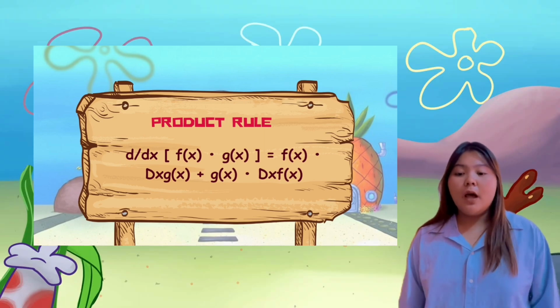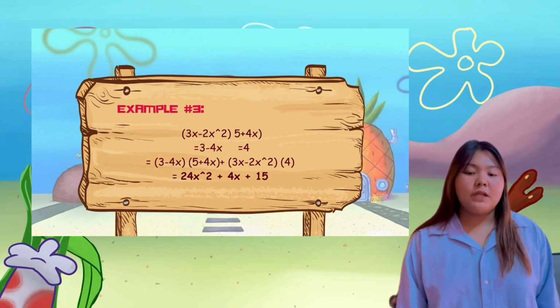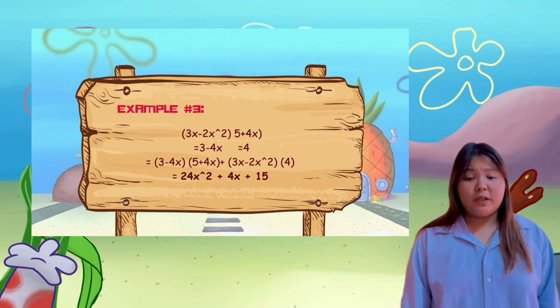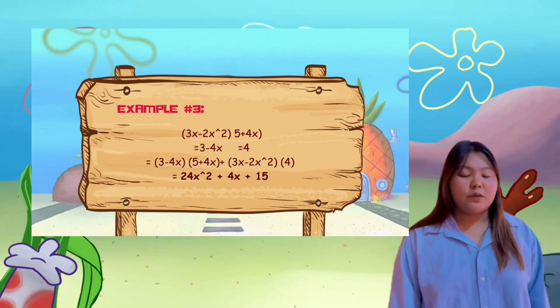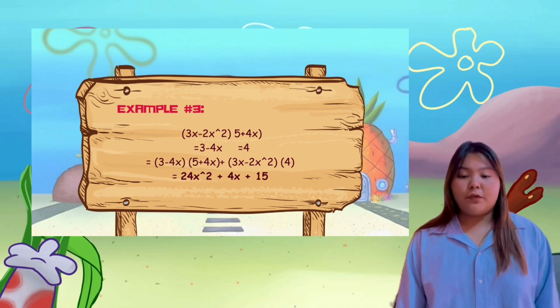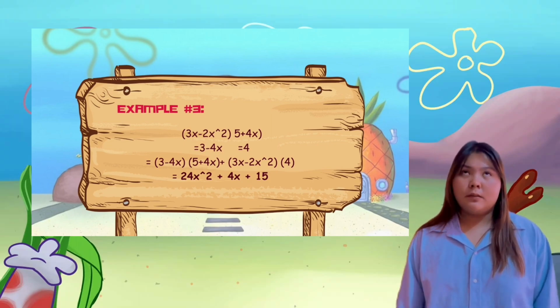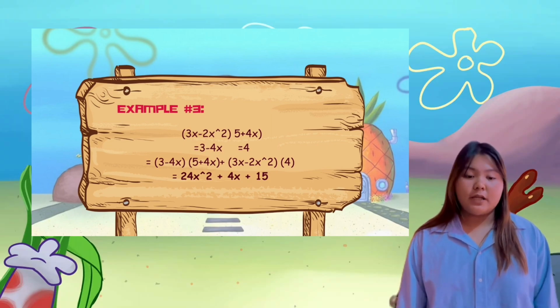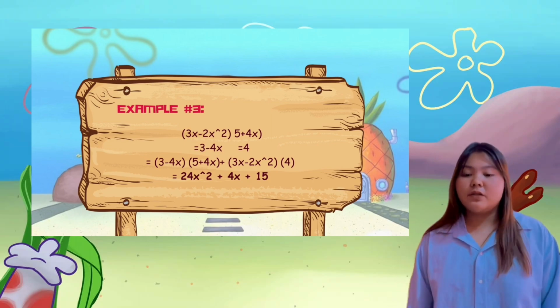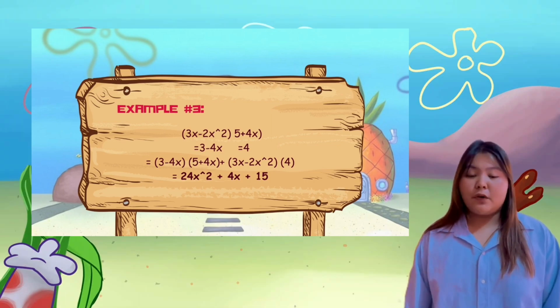Like this example, f(x) equals (3x minus 2x squared) times (5 plus 4x). In this example, we need to apply the product rule, where f(x) equals 3x minus 2x squared and g(x) equals 5 plus 4x. Then find the derivatives: f'(x) is d/dx of 3x minus 2x squared, which equals 3 minus 4x, and g'(x) is d/dx of 5 plus 4x, which equals 4.